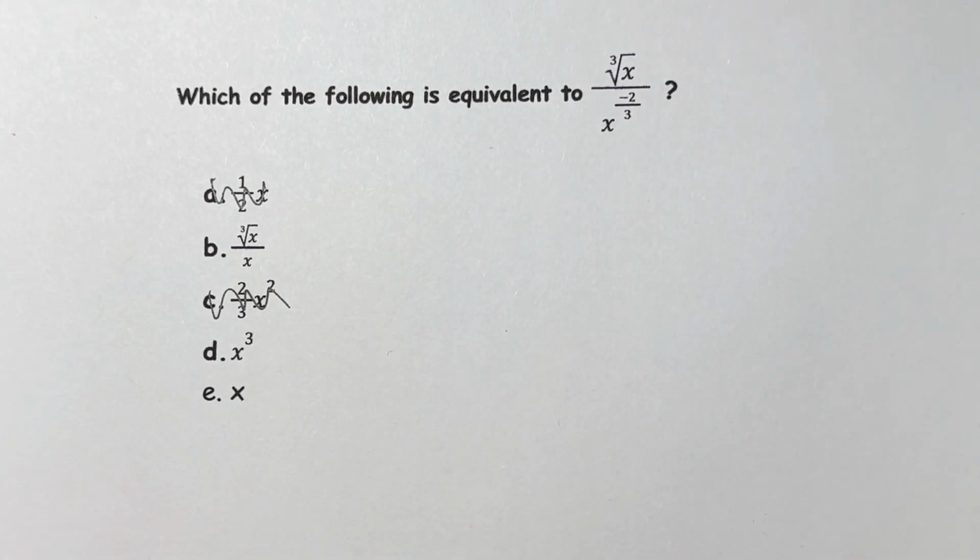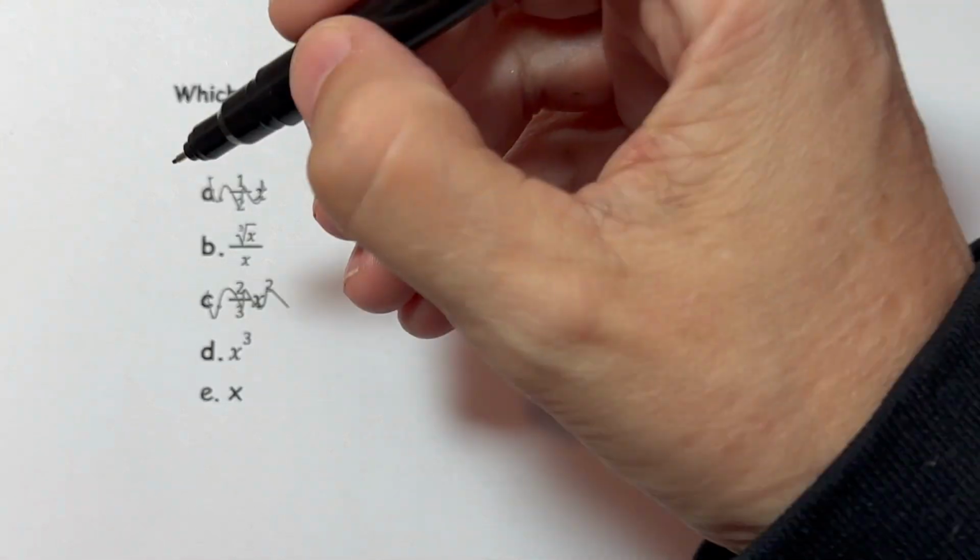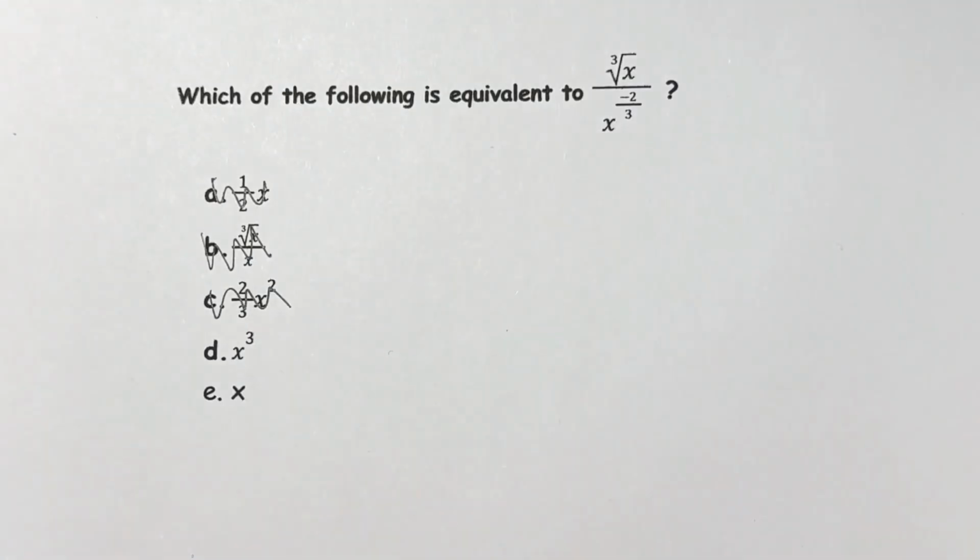When I look at letter B, it says the cubed root of x divided by x. Well, the original problem is the cubed root of x divided by x to the negative 2/3. We can't just take away that negative 2/3. That doesn't even make sense. So we're going to throw that one out. Now we're down to two answers, 50-50 chance of getting it right. So let's get started here.